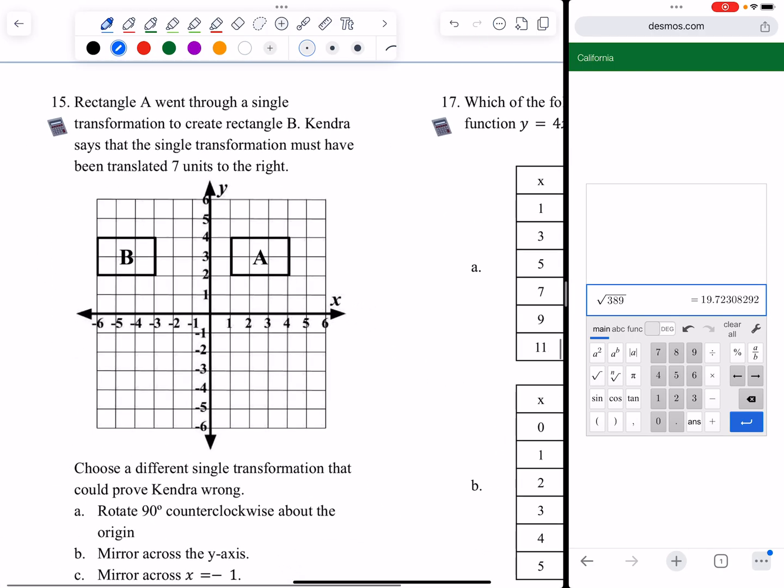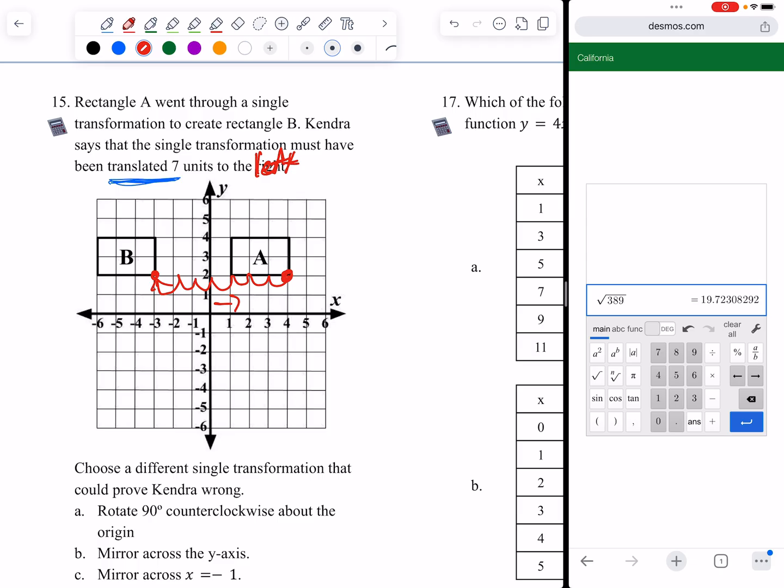Rectangles. So now we got geometry up in here. Rectangle A went through a single transformation to create rectangle B. Okay, you only did one thing. You moved it, rotated it, flipped it. Okay, only once. Kendra says the single transformation must have been a translation of 7 units to the right. So let's see if I translated the bottom right. Oh, this one should have been to the left, right? To the left. So I'm going to start here. So 1, 2, 3, 4, 5, 6, 7 to the left.